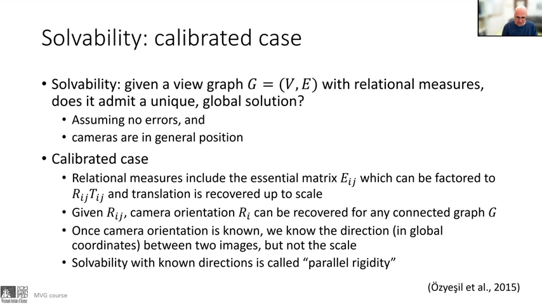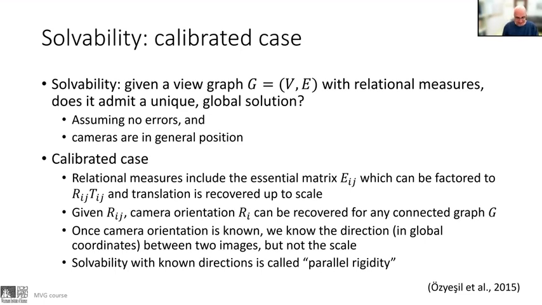So once camera orientation is known, we know the direction between two images. So the translation is not up to scale. We know the direction, but not the scale, not the distance. Solvability with known directions is called parallel rigidity. Similar to the graph rigidity problem, we have graph parallel rigidity.